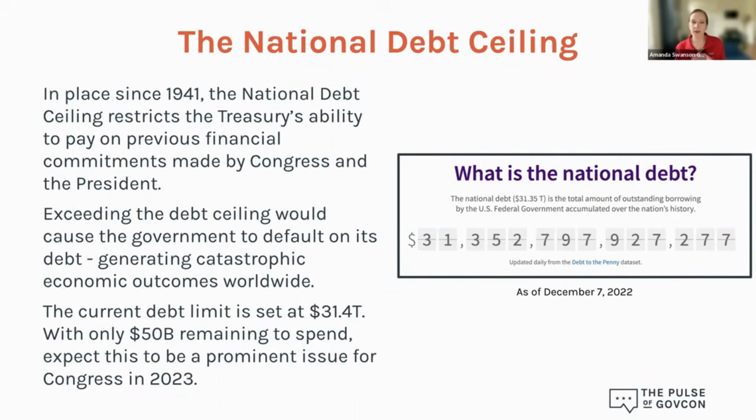So if we go above the debt ceiling, what this starts to look like is causing the government to default on its debt. If this were to happen, there would not just be economic consequences here in the United States. These would extend worldwide. So this would be a huge financial challenge for every country in the world if the US were to default on its debt. Obviously, that is in no one's best interest.